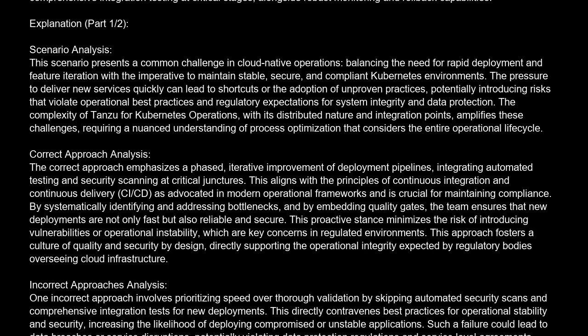One incorrect approach involves prioritizing speed over thorough validation by skipping automated security scans and comprehensive integration tests for new deployments.